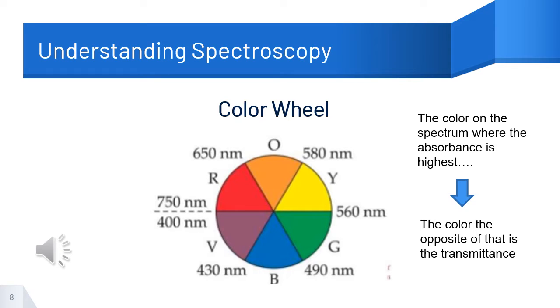So how do you read and interpret an absorbance spectrograph? Well, after observing the graph, the line in which the color and the absorbance is the highest, opposite of that on the color wheel, is the transmittance.